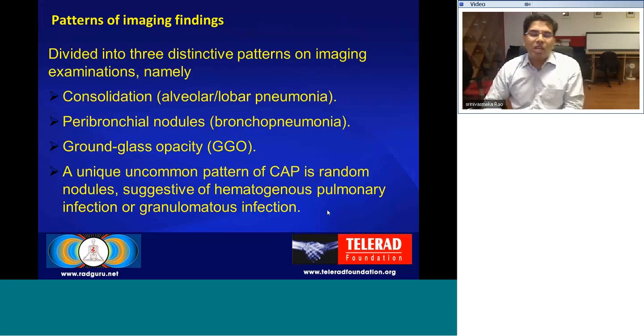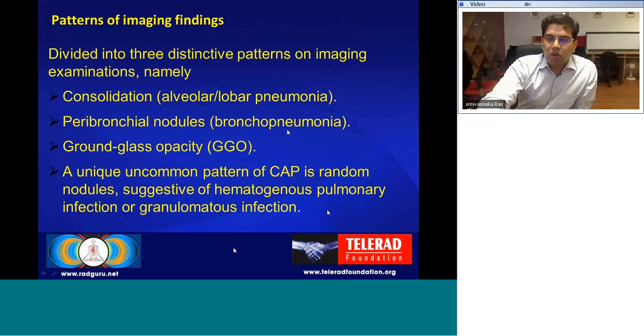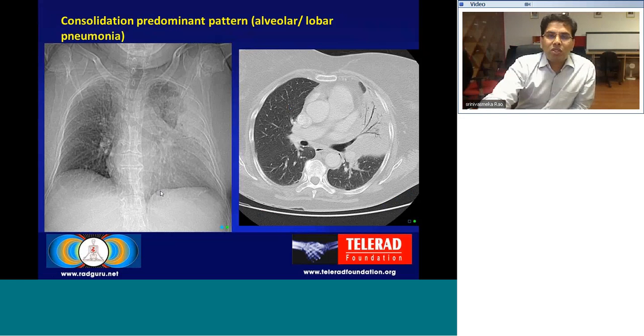So now we have patterns of imaging findings in community-acquired pneumonia. They are broadly divided into three. One is consolidation, like alveolar or lobar pneumonia. Next is peribronchial nodules, also called bronchopneumonia. The third one is ground glass opacity, and a fourth uncommon pattern is called random nodules. It's mainly due to the heterogeneous spread of infection. So here is an example of consolidation, alveolar or lobar predominant pattern.